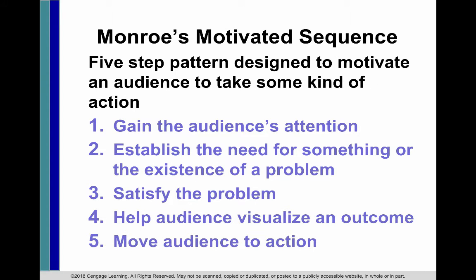Finally, Monroe's motivated sequence is a particular type of persuasive organizational pattern. It's designed to motivate an audience to take some kind of action. There are 5 steps involved in this pattern. First, gain the audience's attention. Second, establish the need for something or the existence of a problem. Third, satisfy that problem. Fourth, help the audience to visualize an outcome. And fifth, move the audience to action.